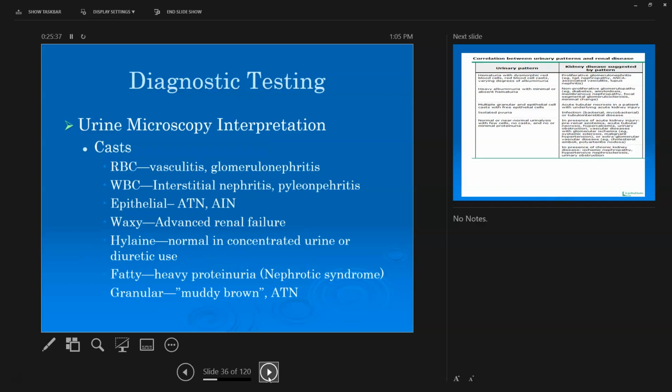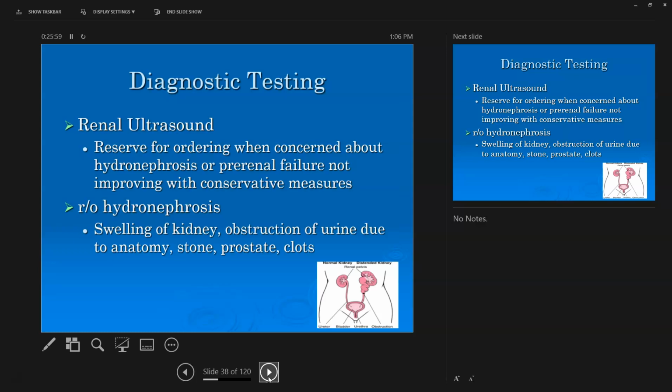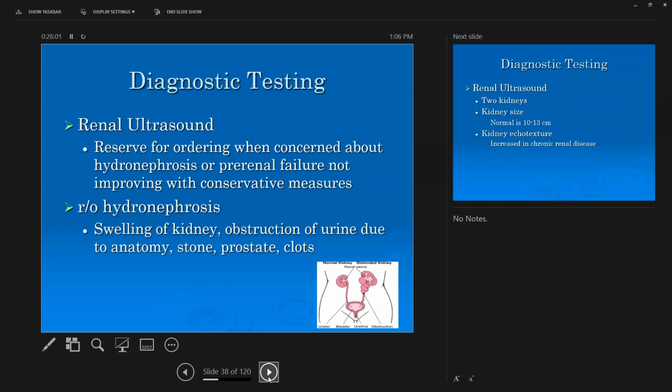So this is, again, just sort of a nice, helpful slide, but not necessarily something that I would expect you to embed in your mind. It's just the different microscopy interpretation and the presence of the different kinds of cells that you may see and how that can help you understand what type of acute kidney injury they may have. We talked about this a little bit with the renal ultrasound. Not necessarily something that you have to jump to right away, but particularly if it's pre-renal.